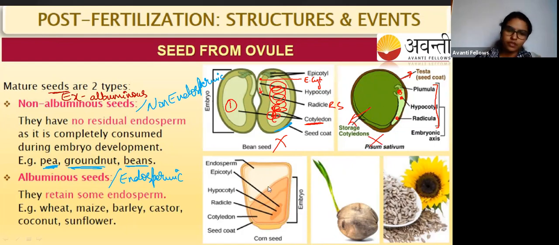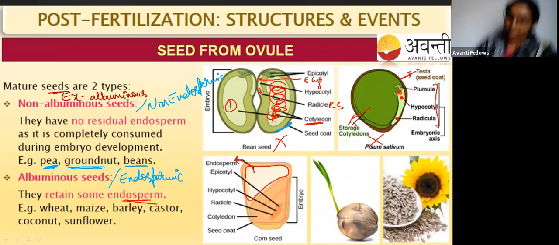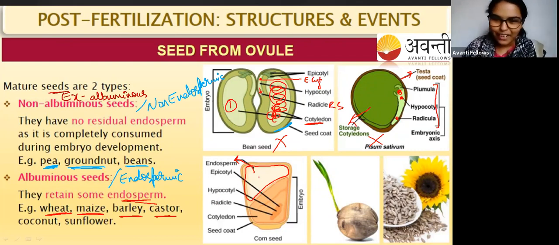Okay, so there is the absence of endosperm here, but there is the presence of endosperm in some monocot plants. This part is endosperm. So what are the endospermic seeds then? These are the seeds where there is a remainder of endosperm. Even though endosperm is used in embryogenesis, some amount of endosperm is left. What are the examples? Wheat, maize, barley, castor, just remember this much. So that was endosperm.